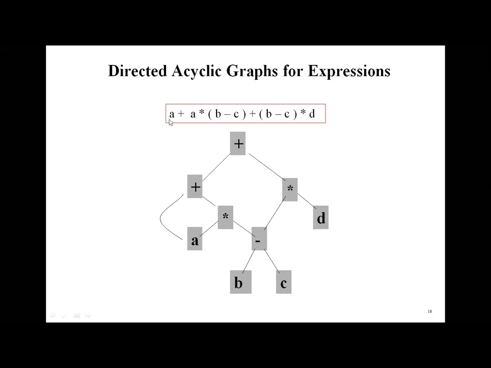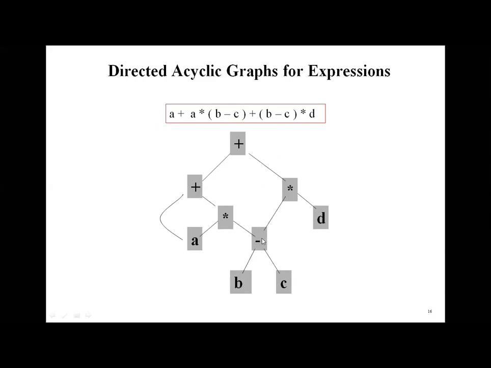Suppose this is the expression a plus a star (b minus c) plus (b minus c). So b minus c is common, and the multiplication is also common. So using this we can create a directed acyclic graph. For the directed acyclic graph, we use a in only one place. So a is here in only one place. And from a, this a will be added with this here and a will again be multiplied. See a plus a star. So a will be added here, a will be multiplied. Then there is b minus c, b minus c. So b minus c will be put only once, at the position of b and c.